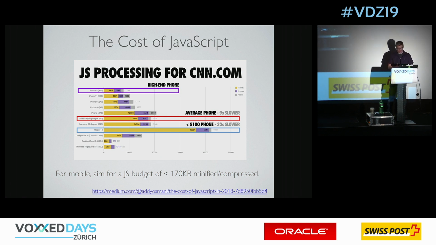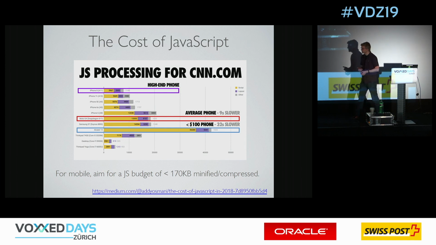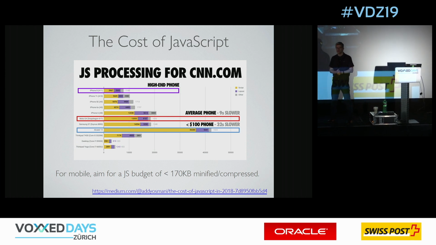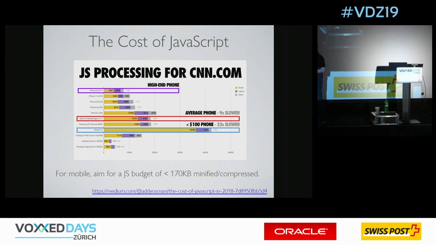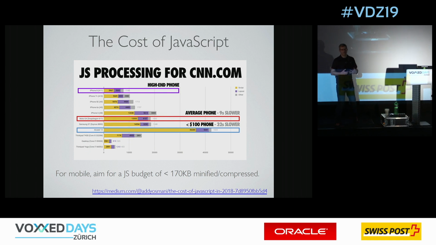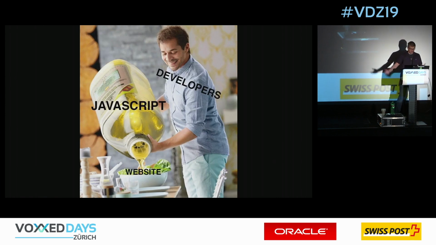The guideline from the Google guys, for instance, is that we should aim for a budget of 170 kilobytes for our initial JavaScript bundle to get a good user experience. So who is an Angular developer here? Maybe you realize that's quite difficult, because most of those 170 kilobytes will already be taken by Angular, so you will not have a lot of bytes left for your own application.